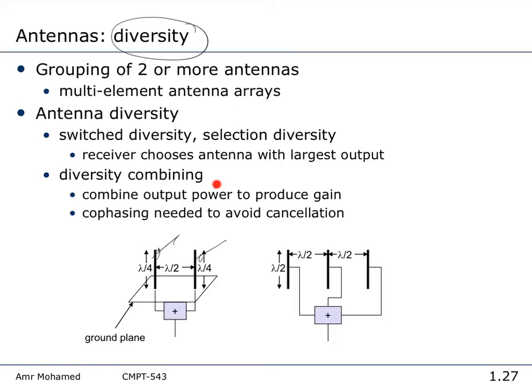So there is another category which is called diversity combining, which tries to benefit from the fact that if I receive from all antennas, I would be able to sum all the signals. But I should be careful that before I do this, I should do some co-phasing, which means that I should introduce some phase shift to some copies of the signal before I add them up. Which means that if I have two copies of the signal, one is like this and one is like this, I can shift this to be in line with this, and then I add them.